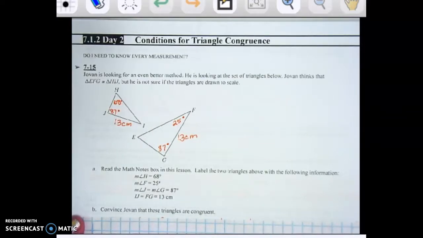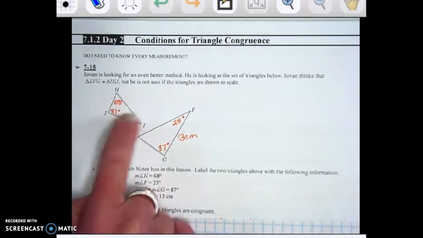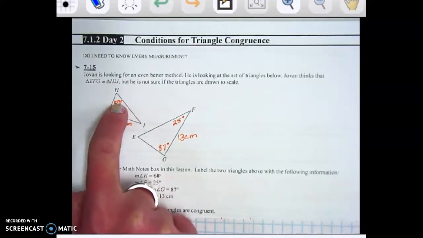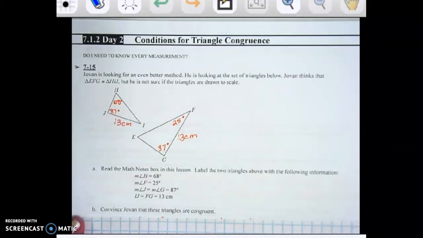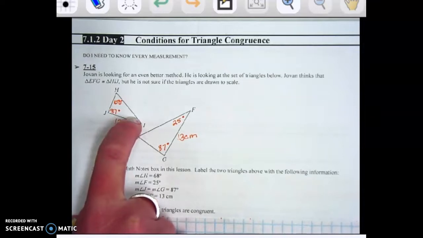Somebody needs their calculator, punching it in. What did you get? 155? Did you only subtract one of them? You want to start with 180 and subtract the 2 angles that you know. So you want to subtract 68 and you want to subtract 87. Yes, it's 25. So right here you're going to write 25 degrees.